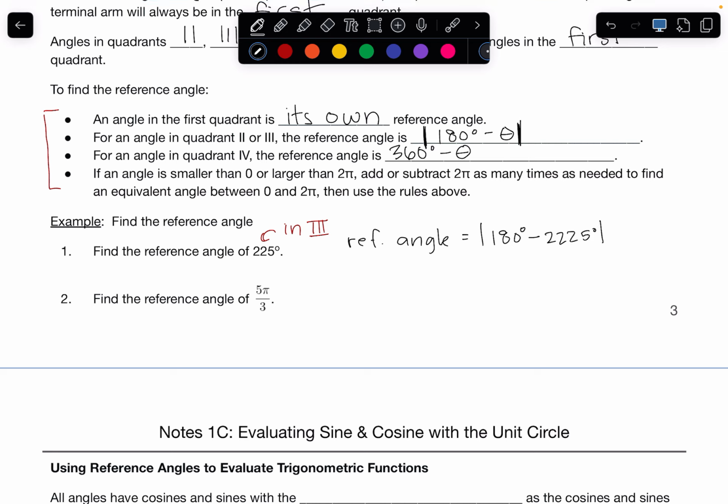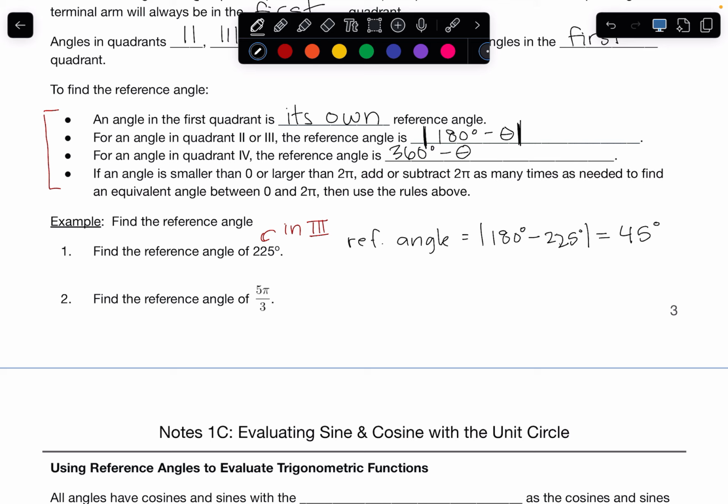So on a calculator, why did I write 2,200 and nobody stopped me? Come on, guys. Help your poor brain dead teacher out. 225. On your calculator, what is 180 minus 225? 45. And it's negative. We take the absolute value, we get positive 45. So the reference angle for 225 is 45.